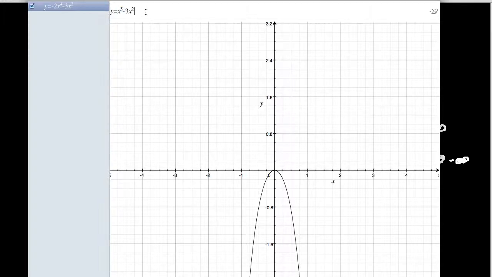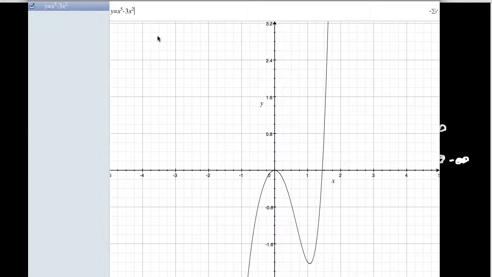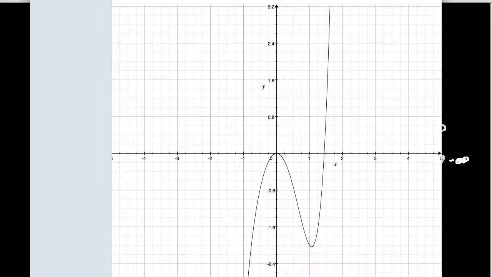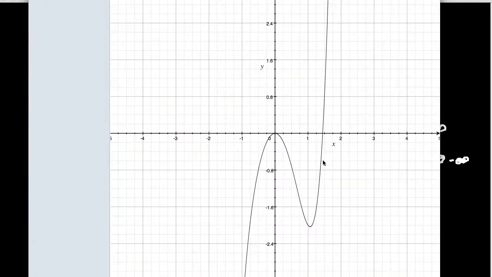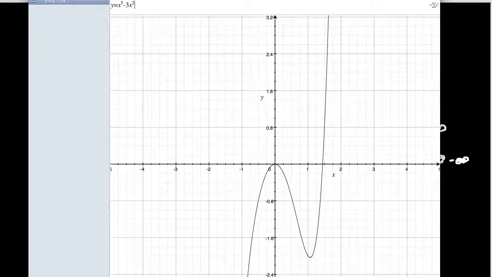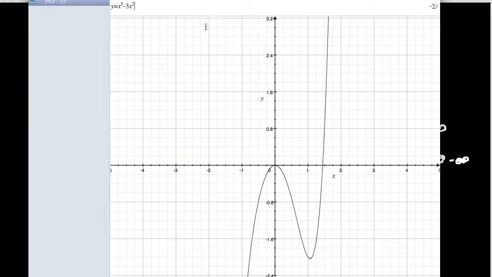So what will happen in this case is as x goes in the positive direction, the function will go to plus infinity. But as x goes in the negative direction, the value of the function will go to negative infinity. Look at that. That's exactly what's happening here. As x gets positive, the value of the polynomial goes to plus infinity. As x becomes negative, the value of the polynomial goes to negative infinity.